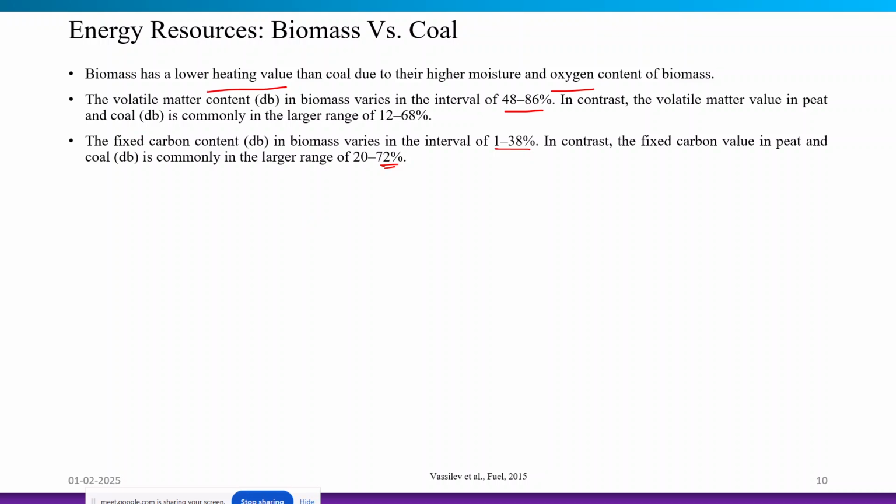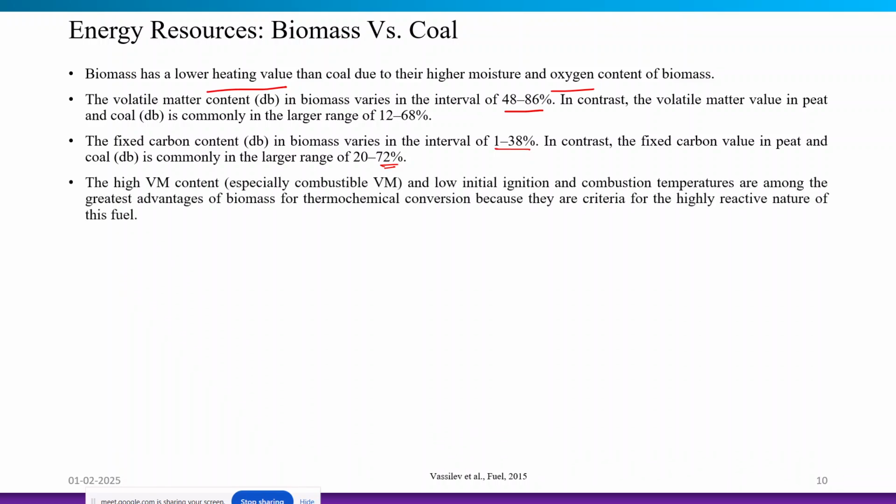So from these two quantities, we can say that coal is a better source of energy, but still we are improving the properties of the biomass to make it a sustainable option. Sometimes we are also mixing the two energy sources, biomass and coal, so that we can replace the coal consumption in the market. The high volatile content, specifically the combustible volatile matter, and the low ignition and combustion temperatures are among the greatest advantages of biomass when we are talking about gaseous product formation in thermal conversion, as those are the criteria for the highly reactive nature of the fuel.